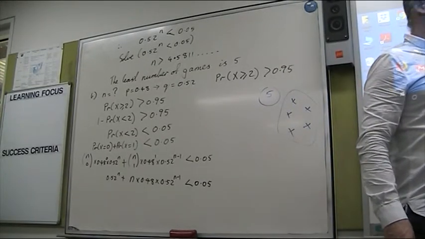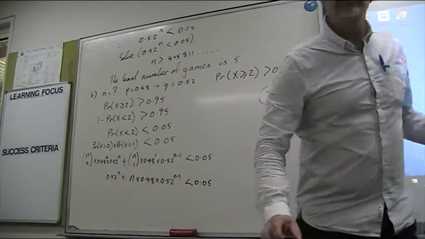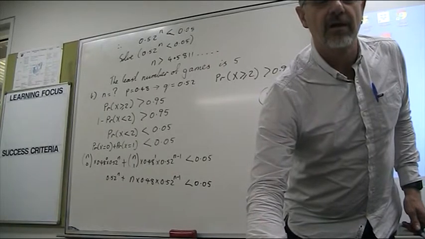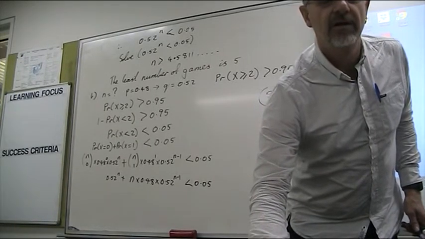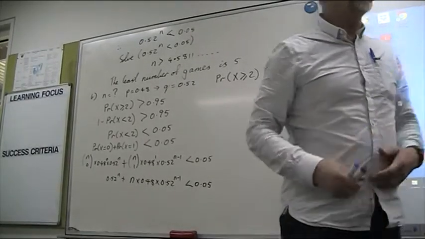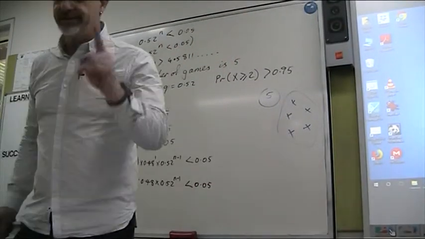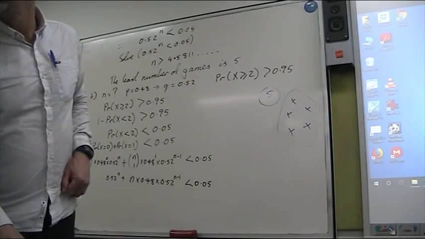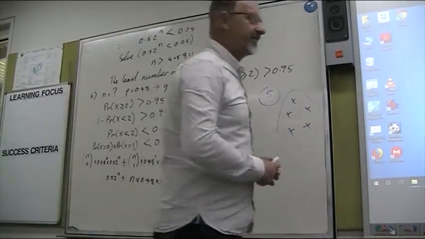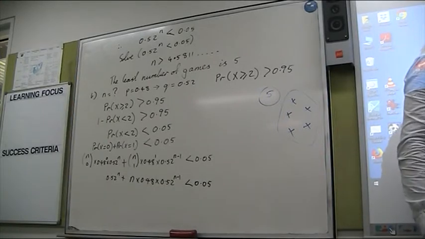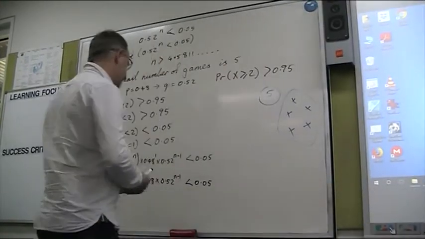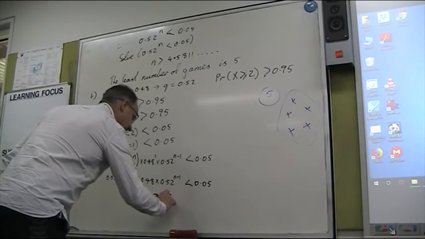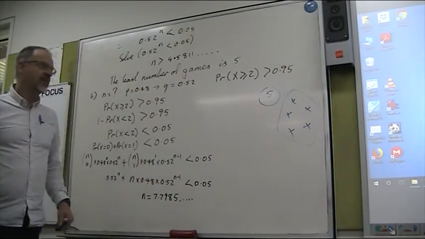Well, what do you know about that number? It's not going to be any good to us, is it? Then we've got 7.7985. And then it says more solutions may exist, but what's the question say? What is the minimum, least number of games? So it doesn't really matter if there's any more solutions. We've got 7.7985 and so on.